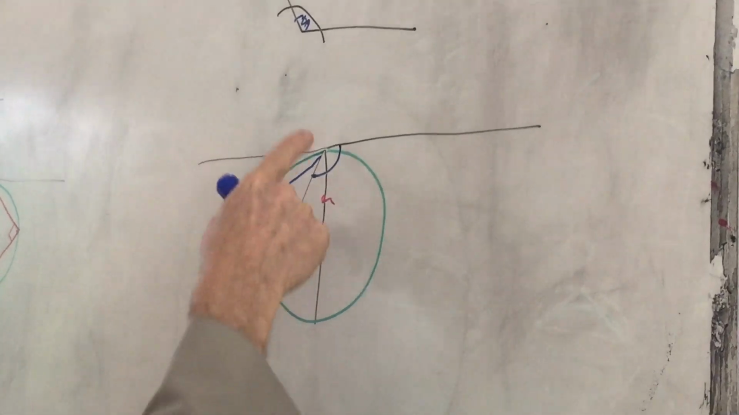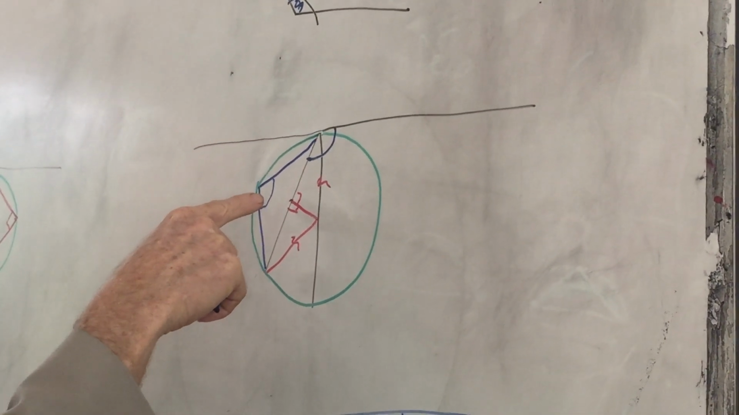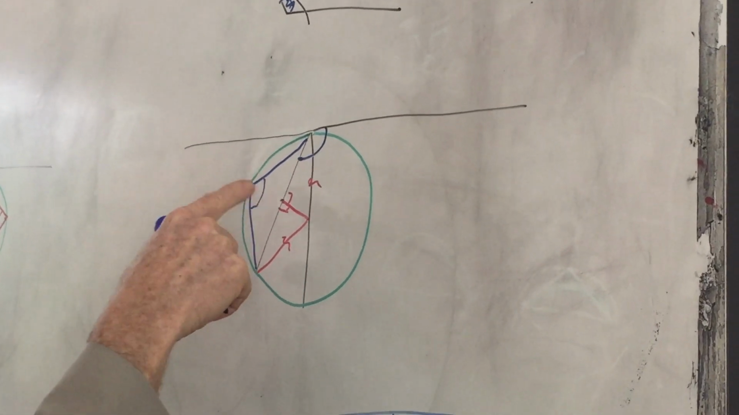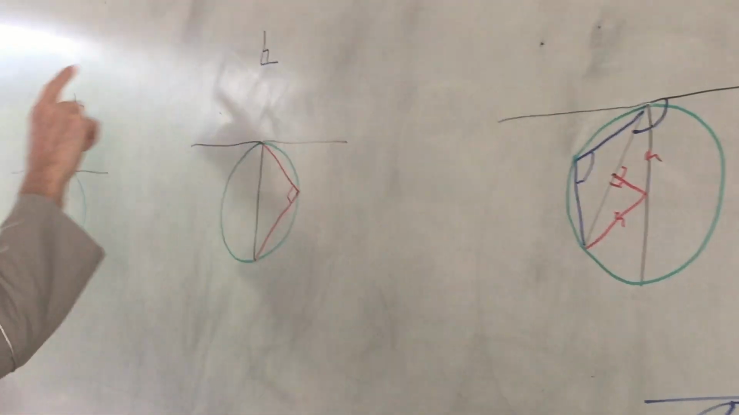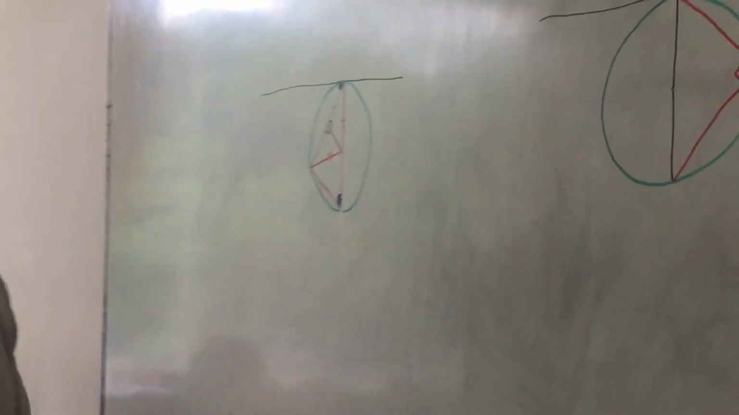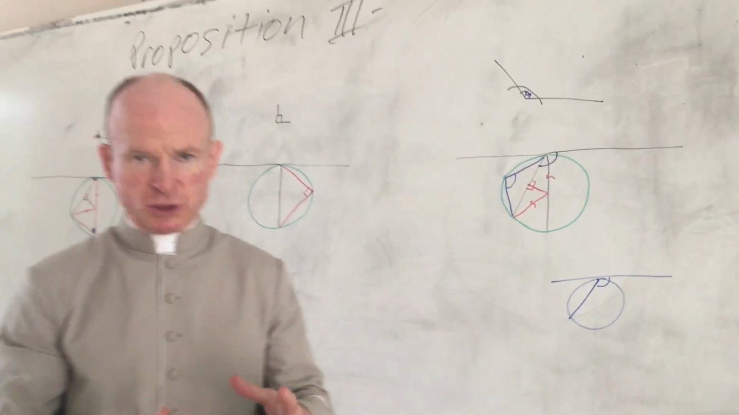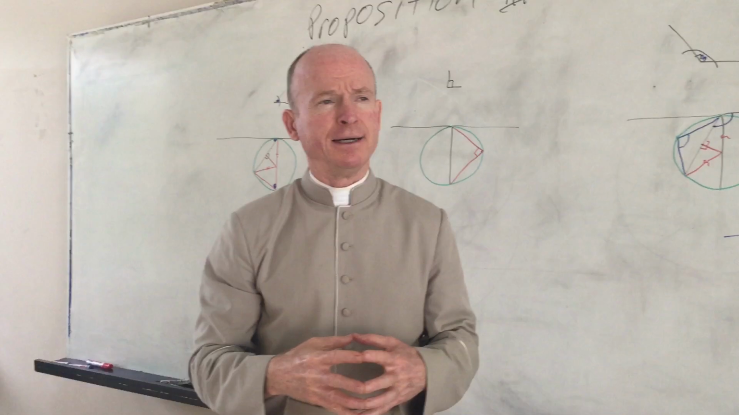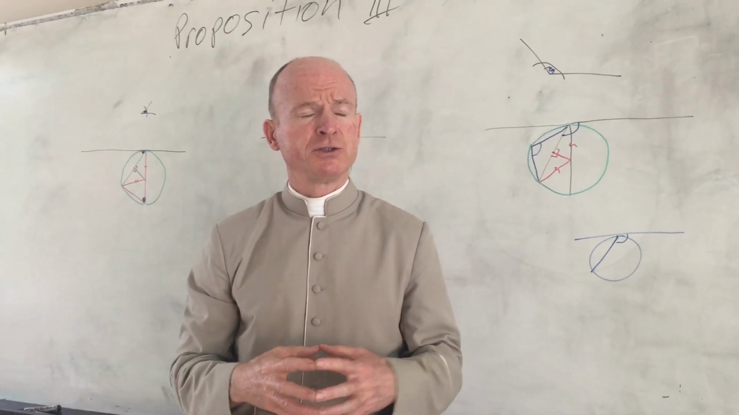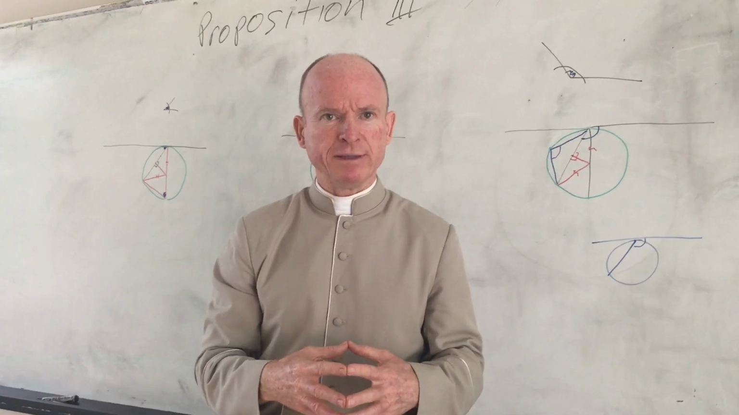Therefore, we have constructed, when it's an obtuse angle, a segment of a circle admitting an angle equal to our given obtuse angle. We did it for right angle and we did it for acute angle. Therefore, we have shown that it is possible to construct on a given straight line a segment of a circle admitting an angle equal to a given angle.